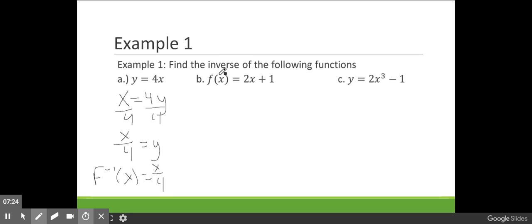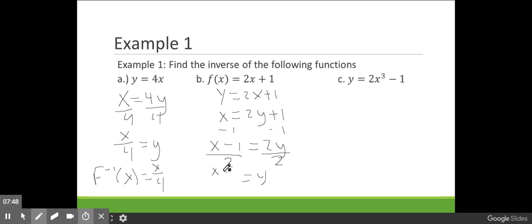For b, we have f of x, so we are going to switch that to y. And now our second step, switch x and y. And then our third step, solve for y. So subtract 1 from both sides and divide by 2. And make sure you divide the entire thing by 2. X minus 1 all over 2. In this case, since we started with an f of x, we do want our final step to switch this to have f inverse of x equals x minus 1 over 2.